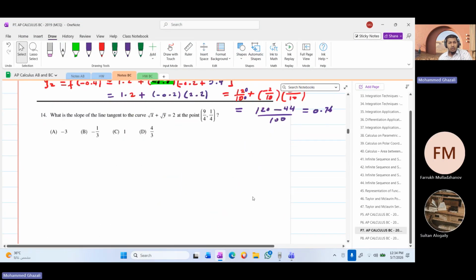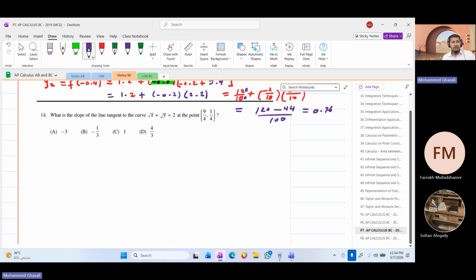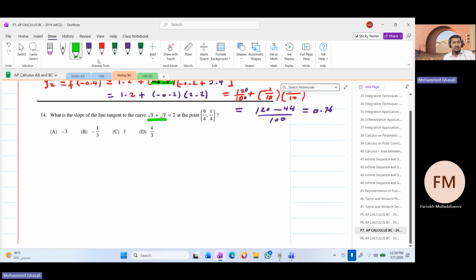Next one. What is the slope of the tangent line? If you're finding the slope of the tangent line at this point, we have to do implicit differentiation. Just remember the derivative of root x is 1 over 2 root x. We're finding derivatives, right? What's the derivative of root y? 1 over 2 root y times y prime, because y is a function of x. We're doing implicit here.